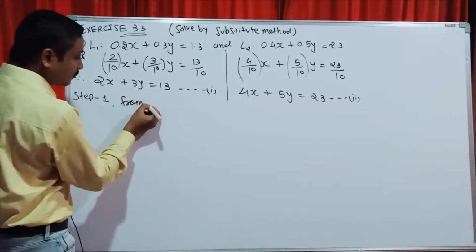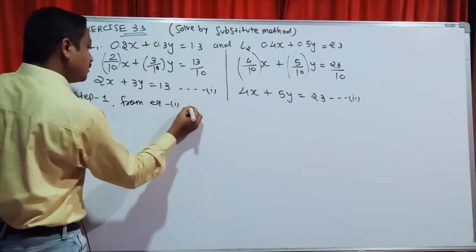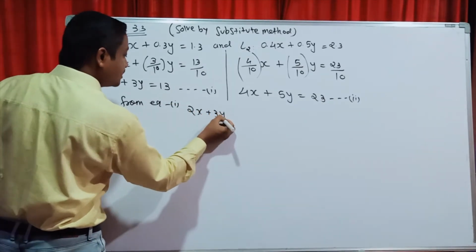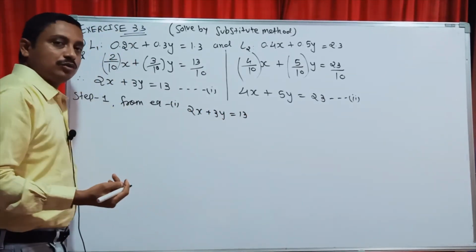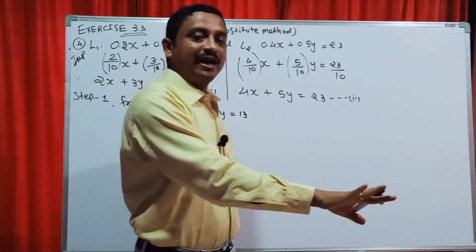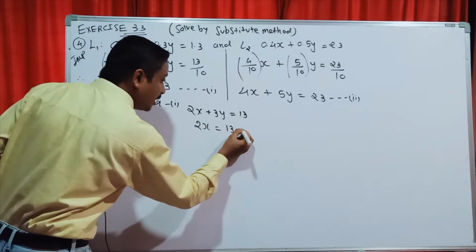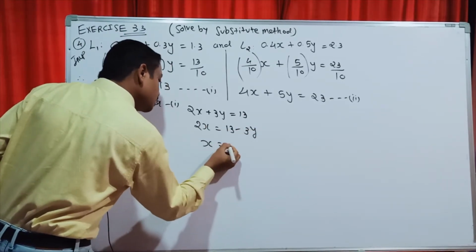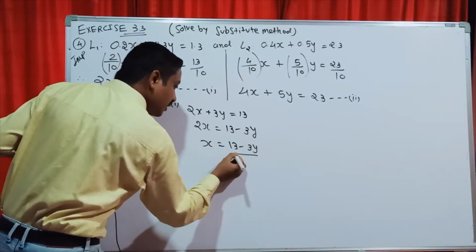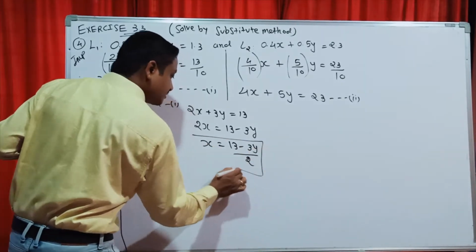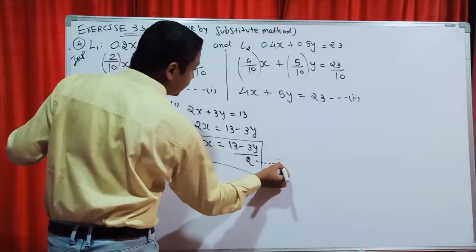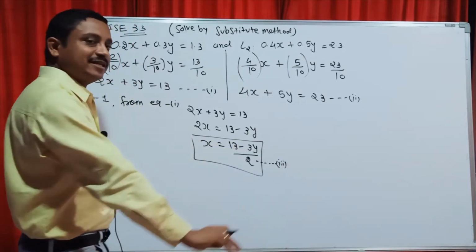From equation number 1, 2x plus 3y is equal to 13. And you move either x to one side or y. I just move the x. So 13 minus 3y, 13 minus 3y by 2, and this value is x. Our equation number, yes, it is 3.